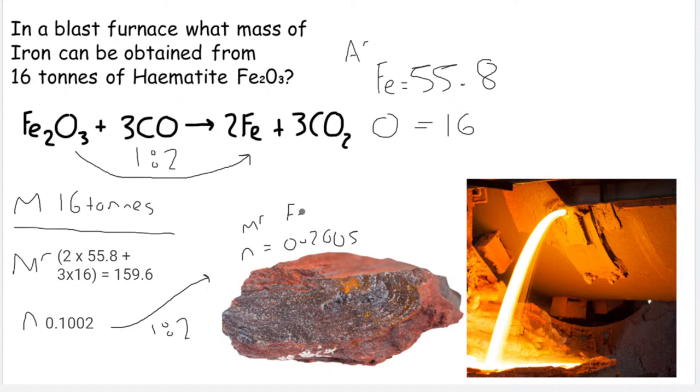We're going to times this by the MR of iron, and iron's MR is 55.8. Don't make the mistake, we don't need to double it because we've already taken care of the ratio by doubling the moles. We're just using the MR, or actually technically it's the AR, because this is an atom of an element. And we'll get the mass. So 0.2 times 55.8, we're going to get 11.18 tons, or 11.2 if we want to round it to one decimal place. So that's how you would work through that reacting mass.